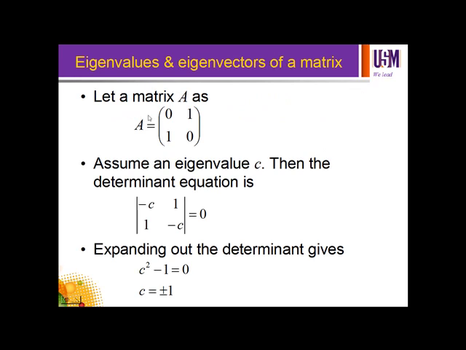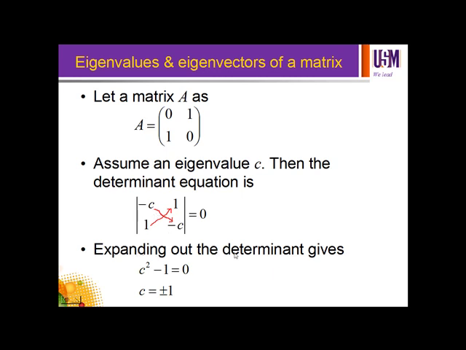Let us have a matrix A as defined, A equal to 0, 1, 1, 0, as shown on the screen. Let us assume an eigenvalue C, then the determinant equation is the determinant of the matrix with entries negative C, 1, 1, negative C, equal to 0. If we expand out the determinant, you multiply the term in 1, 1 with the term in 2, 2, minus the term in 2, 1 multiplied by the term in 1, 2. Like this cross. Then you subtract.